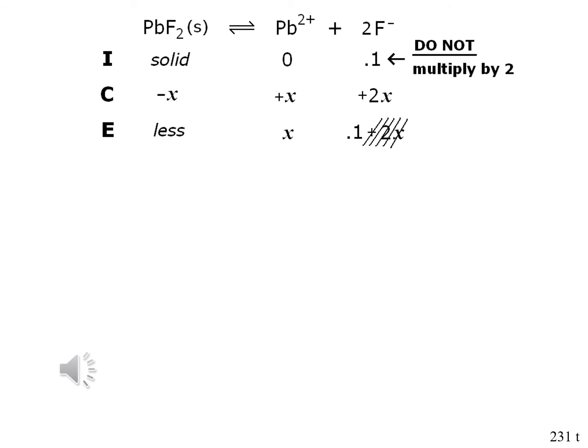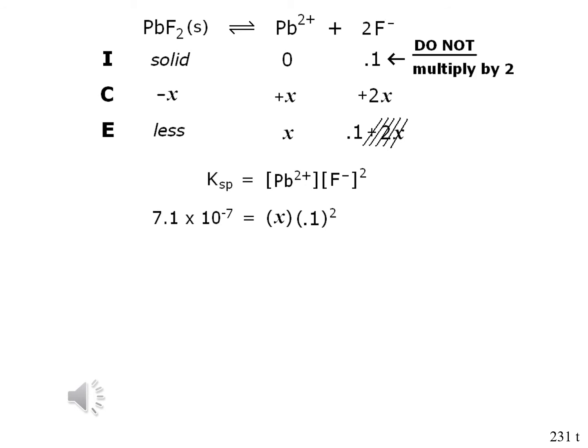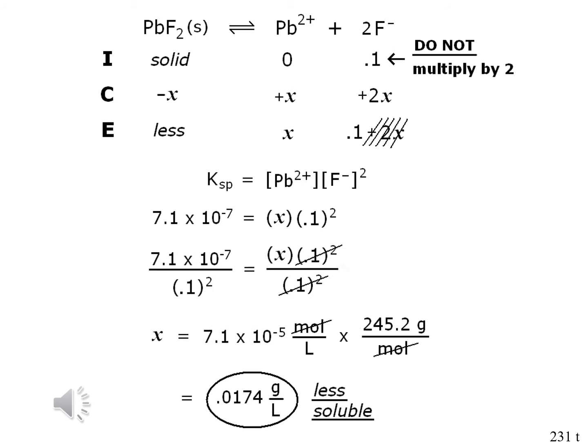You can cross out either plus or minus x, and that also includes 2x or 3x because those are still very small numbers. Since the 0.1 just dropped down to the bottom row, what you plug in when you do this problem is not the 2x but the 0.1 for fluoride, and the Ksp on the other side. You can then divide both sides by 0.1 squared and multiply by the molar mass in order to get the solubility in the common ion.